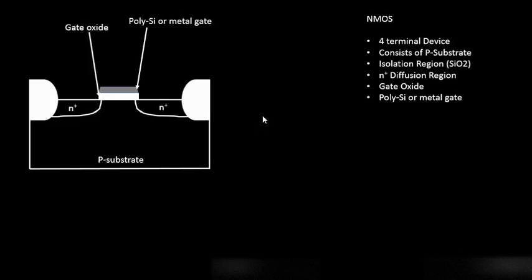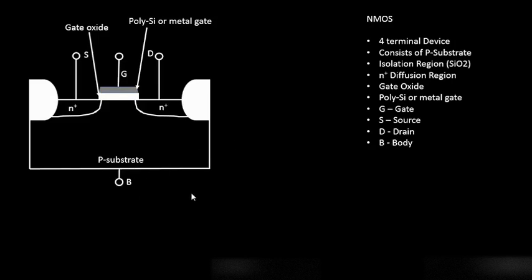Next, you have the polysilicon or the metal gate, which is just placed over the gate oxide, and this forms your gate terminal, the most important terminal of the device, which basically drives your NMOS. Okay, so you have the gate terminal, which is denoted by G. You have the source terminal, which is at this point. Let's call the other one the drain terminal. Okay, and let's call the last one, which is again an important one, the body terminal.